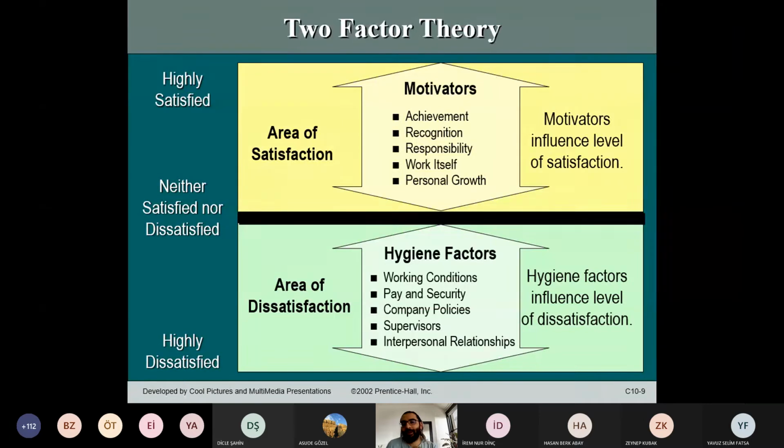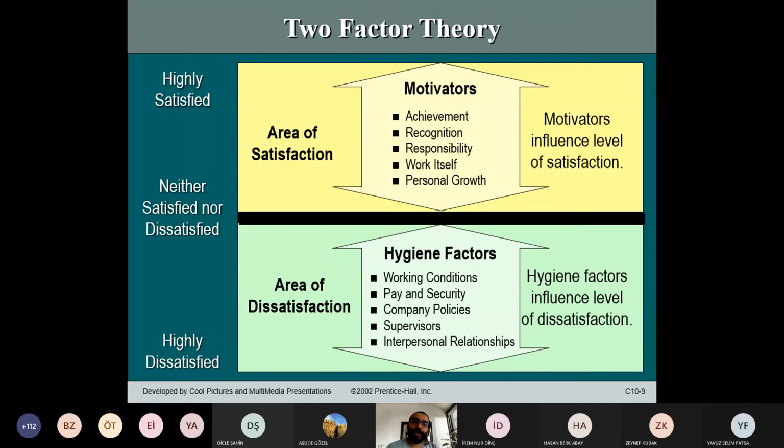What are these? Achievement, to achieve something, as Zainab said. Recognition, being known by others, for example. Someone wants their name to be recognized in that company, in that industry, in that society, whatever. Having responsibility, and the work itself. For example, it could be work based on helping others. If you are working at the United Nations, helping people in Africa or in developing countries, it could be a motivating factor because you want to be a part of that organization. And your personal growth.